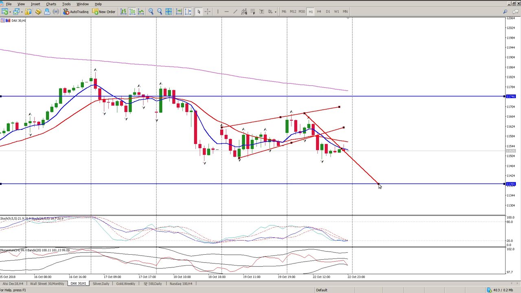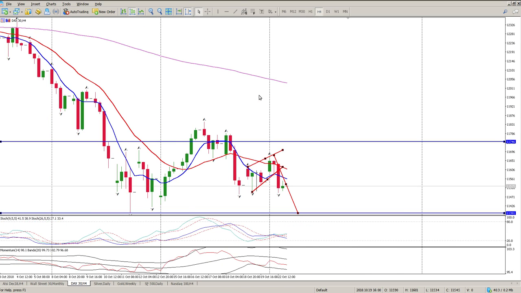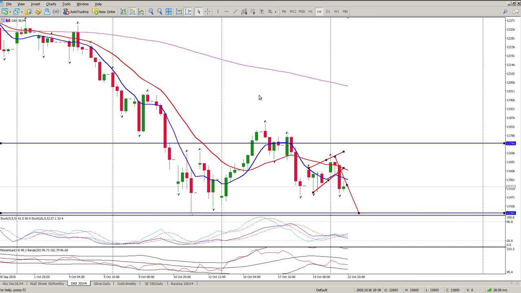So yeah, what to do? I'm still not of a mind that I want to trade this to the downside just yet. I would prefer to see a much deeper pullback before looking for another short.